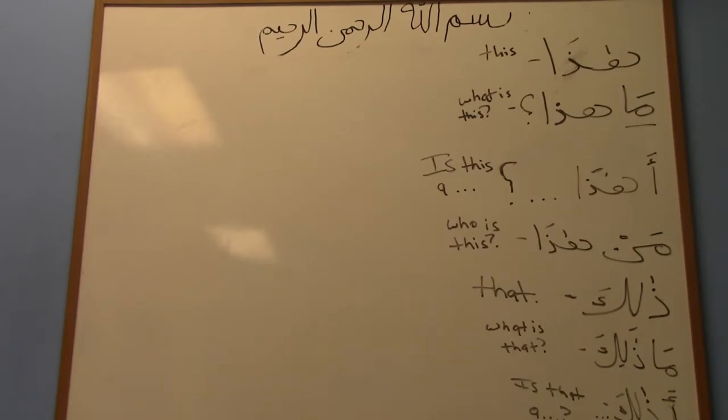Man hadha wa man dhalika. Who is this and who is that? Alright, then we have hadha mudarrisun wa dhalika imamun. This is a teacher and that is a leader or imam. Okay? Ma dhalika, what is that? Dhalika hajrun, that is a rock. Hadha sukkarun wa dhalika labanun. This is sugar and that is milk.